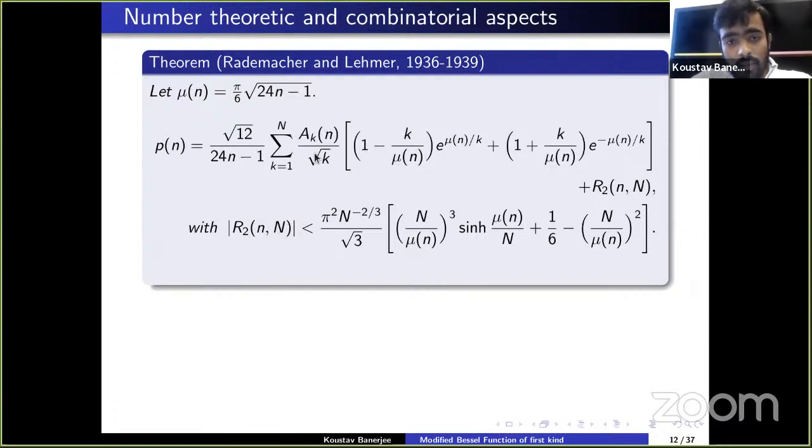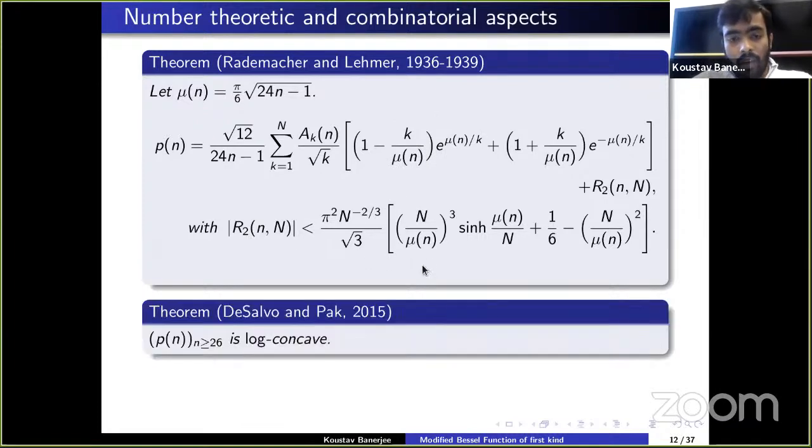So in this expression, this A k of n is a certain exponential sum closely related to the Kloosterman sums, and what you see here is the major term. And R2 of n, N is the error term.